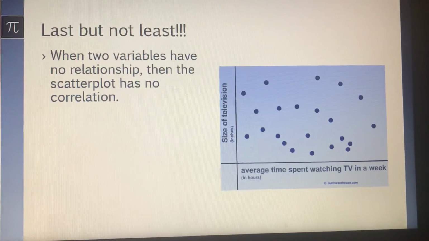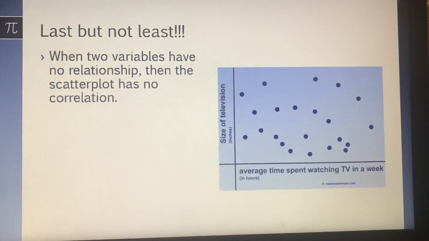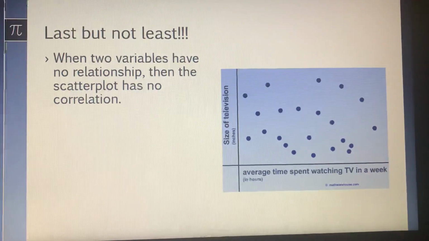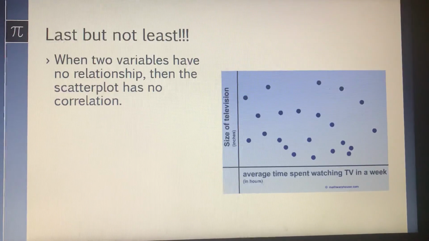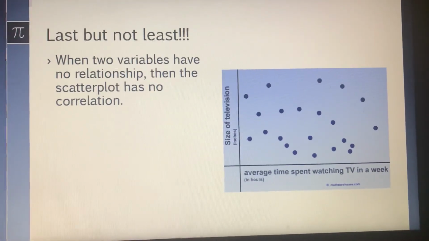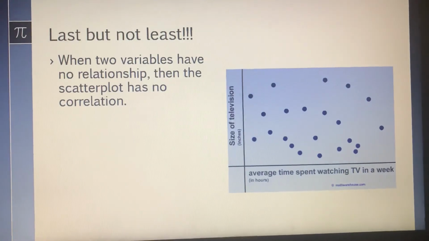Now let's look at what they're talking about here. At the bottom it says average time spent watching TV in a week in hours, and on the left-hand side you have size of the television. Well, does it really matter? I mean, if you have a smaller television or a really big television, it's just all over the place, so it has no relationship.